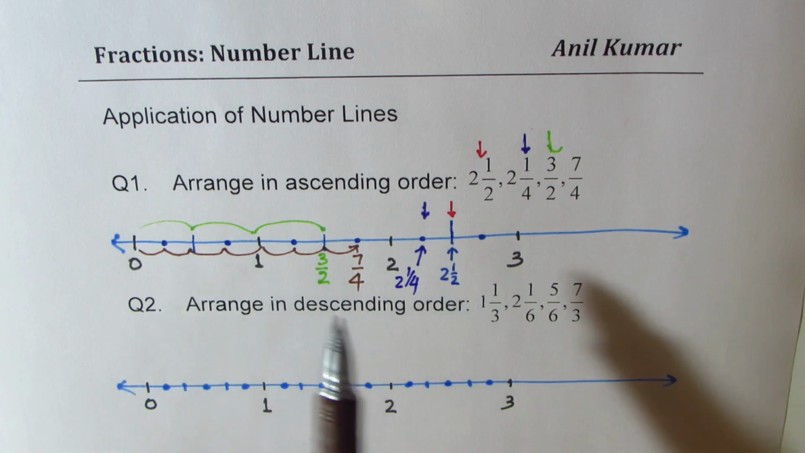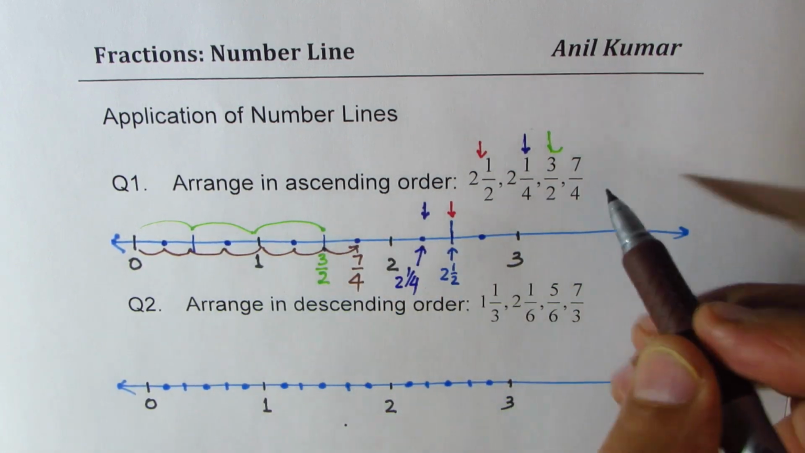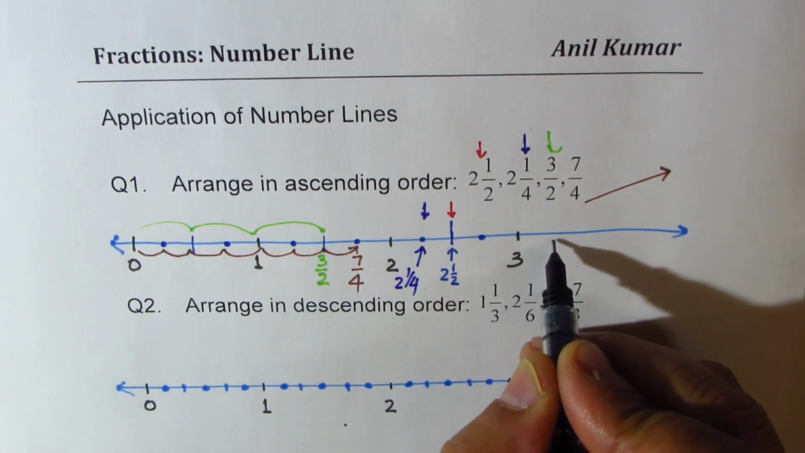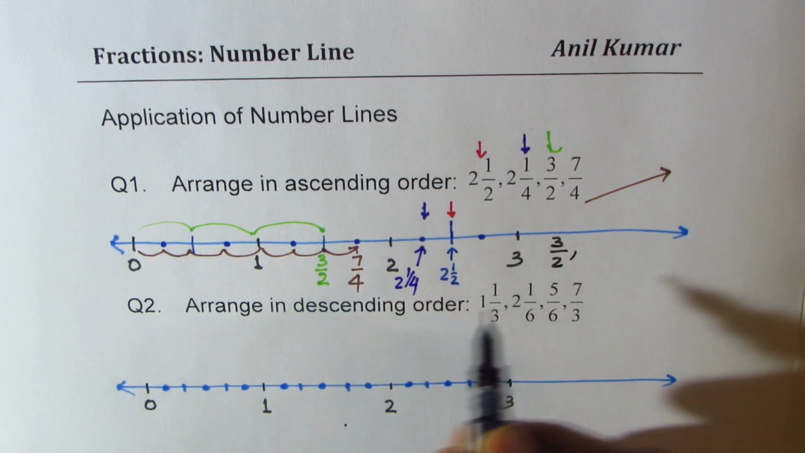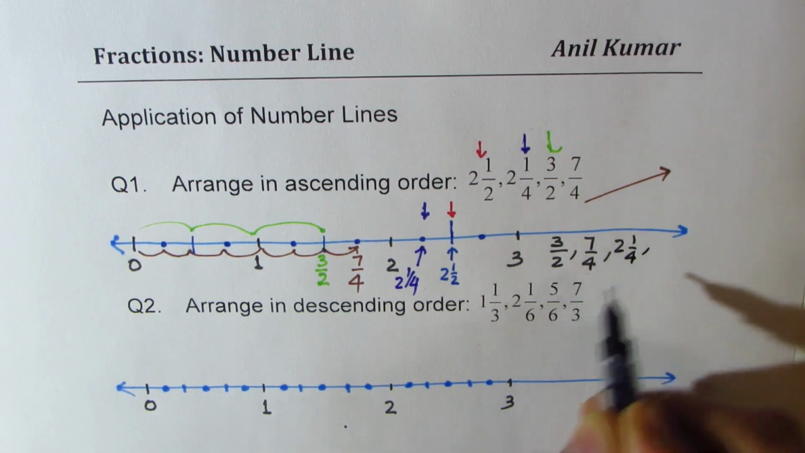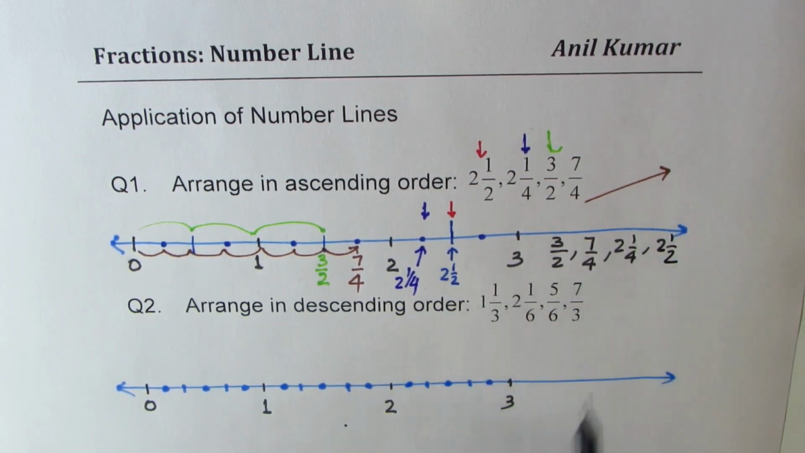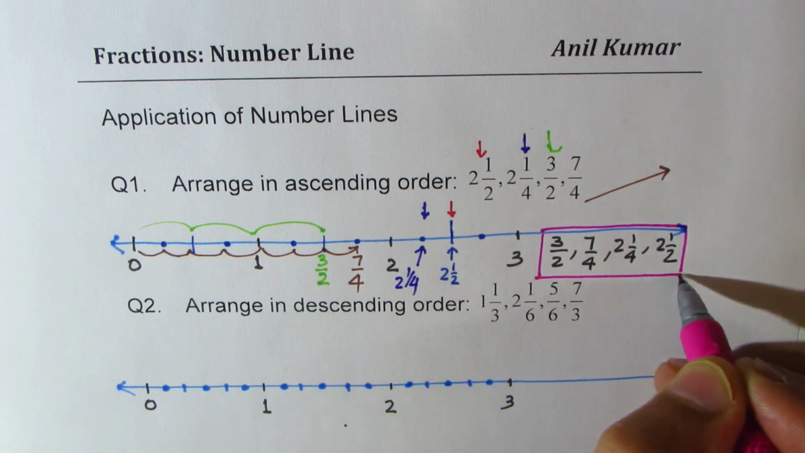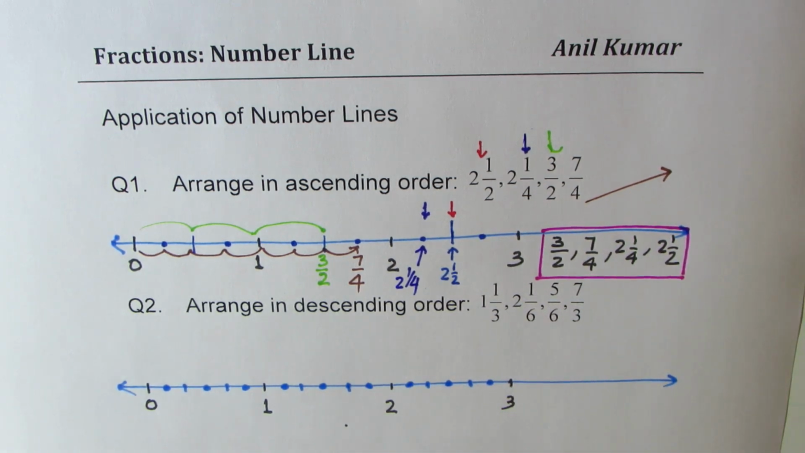Once you have the numbers, you can arrange them in ascending order, means increasing order. Correct? Left to right. You get your answer. So I hope that is clear. So the answer is 3 over 2. Then you have 7 over 4. Then you have 2 1 over 4. And then you have 2.5. So all the 4 numbers are now shown in ascending order. Does it make sense? Follow these steps for the next question also.